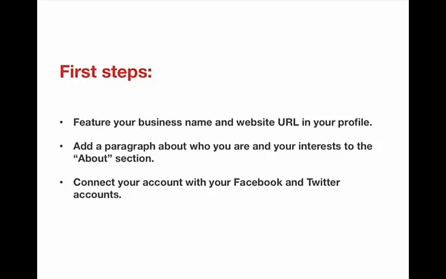One, feature your business name and website URL in your profile. Okay, so that way, when people are engaging with your Pinterest site, they know where it's coming from. And again, for most businesses, the real win is if you drive people to your website. So make sure that you've got your name and your website there in your profile. Two, add a paragraph about who you are and your interests to the About section. This is still a social platform. People want to know who they're engaging with, and the personal side of your story or your business's story will really go a long way to engage people and create connections.